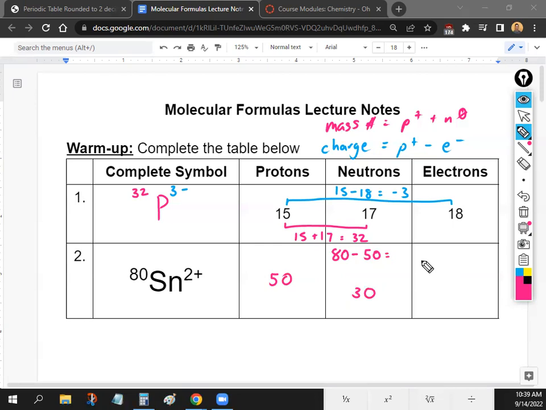And then for the charge, all you need to do is take the protons and subtract the charge, which is 2, and you'll get 48. There you go. If you use a different method or a different equation, or you did it mentally in your head, that's totally fine. As long as you get the correct answers, I'm cool with it. There will come a time next unit where you have to solve the problems how I show you, but for this unit, you can solve it however you like, okay?